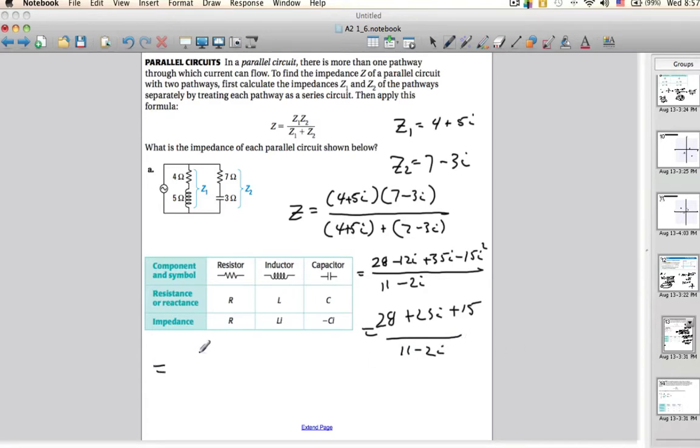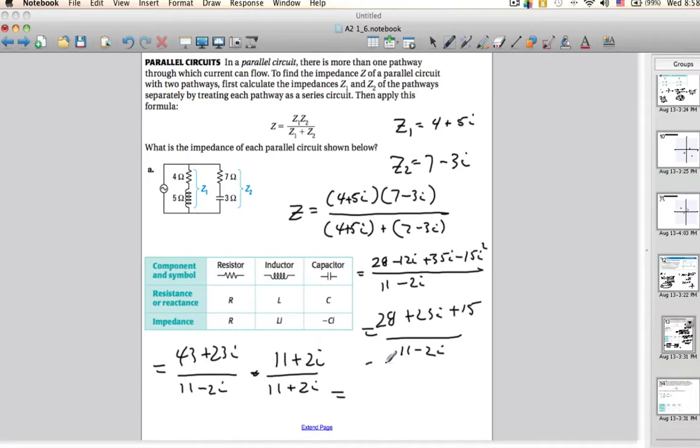We're going to come over here underneath this little chart now. So 28 plus 15 is 43 plus 23i, all over 11 minus 2i. And now I would need to rationalize the denominator. I'll multiply by the conjugate, 11 plus 2i. And then we're going to go ahead and multiply these out and simplify.